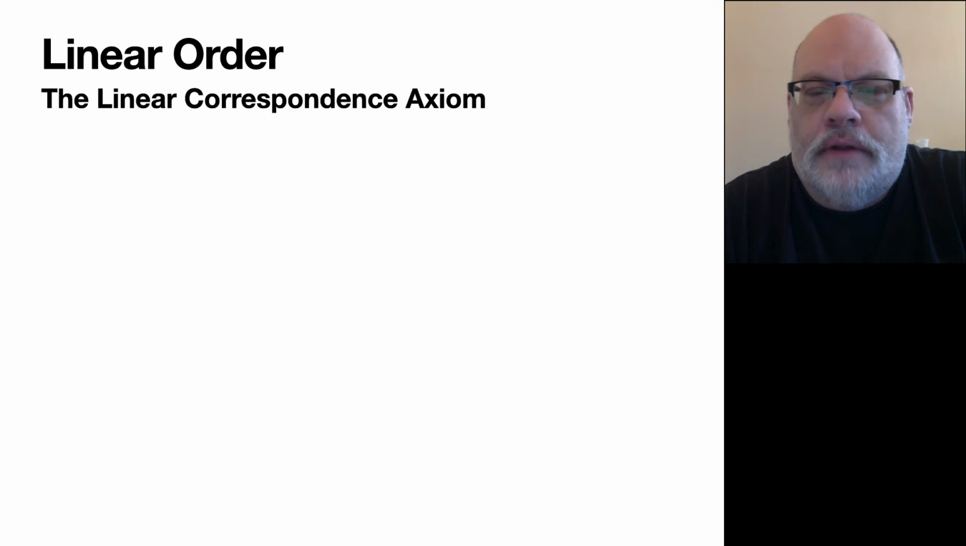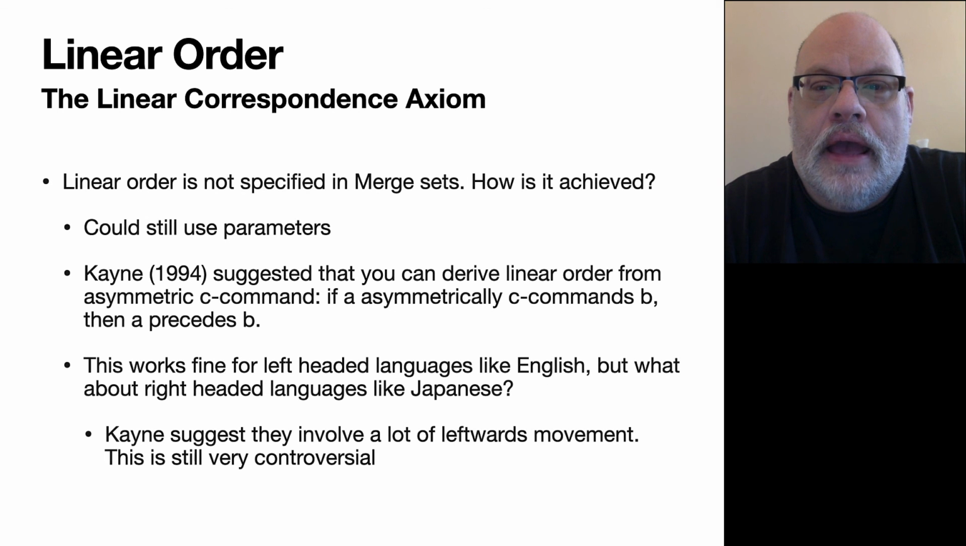There's one more thing I want to talk about, which is linear order. These sets we've been looking at have been unordered sets. So they don't actually specify an order between the head and the phrase. You could still use parameters to get this fact. So you could just say English is head-complement and Japanese is complement-head.